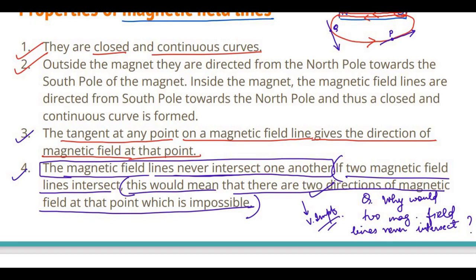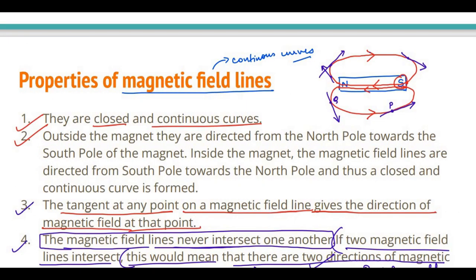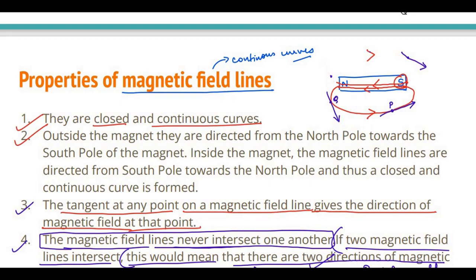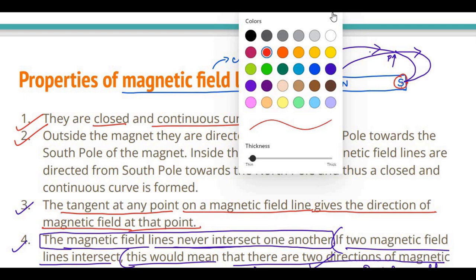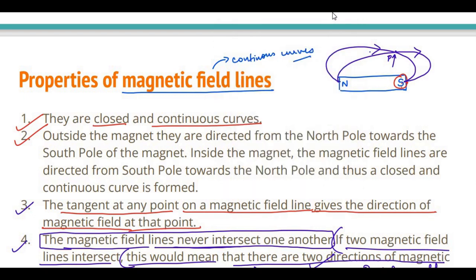For example, मैं यहाँ पे इस figure में बनाता हूँ कि magnetic field lines intersect कर गया. You see, इसका क्या meaning निकलता है? This is the magnet. Alright, और मैंने एक magnetic field line बनाई north to south, दूसरी मैंने बनाई north to south, and if you see this point P, here the magnetic field lines have intersected. This is impossible. Now what this would mean is that there are two directions of magnetic field because there are two possible tangents. आप ऐसे बनाओ और आप ऐसे बनाओ.